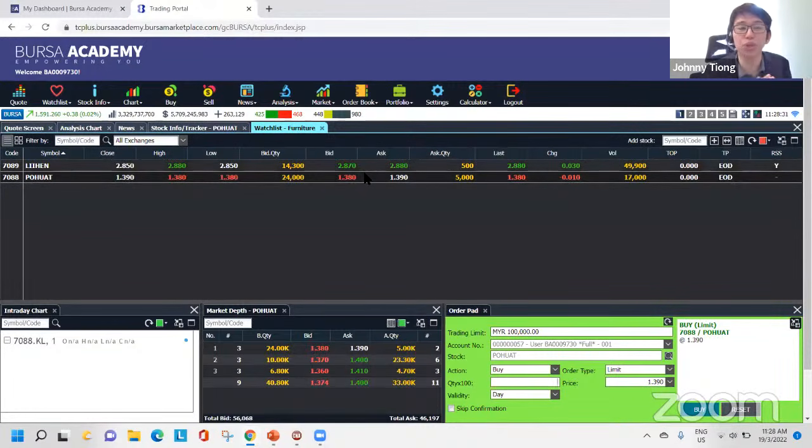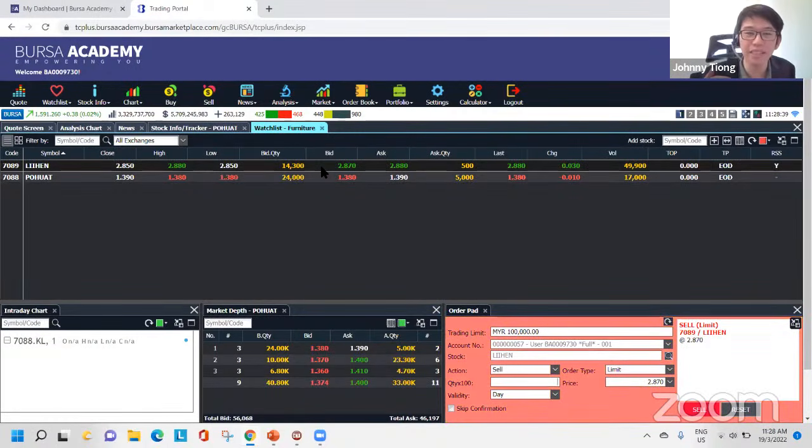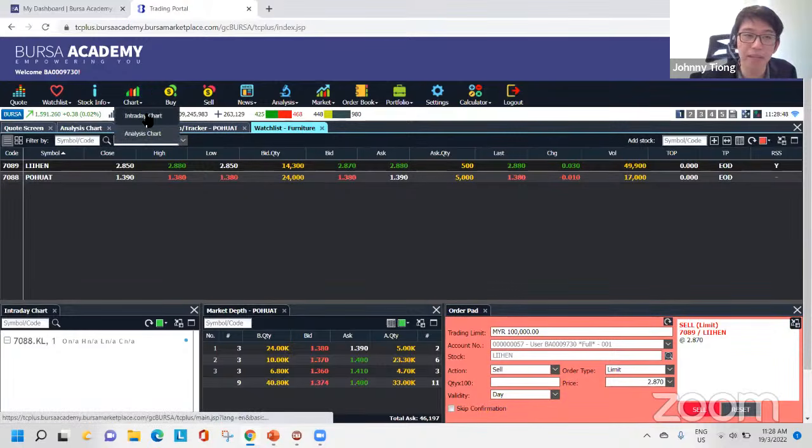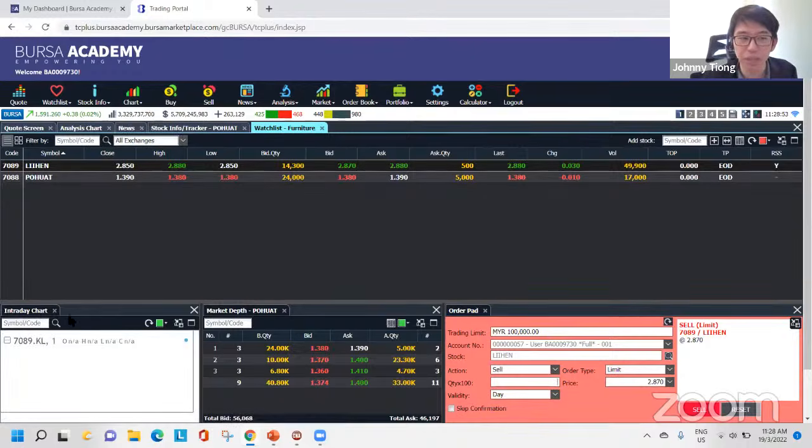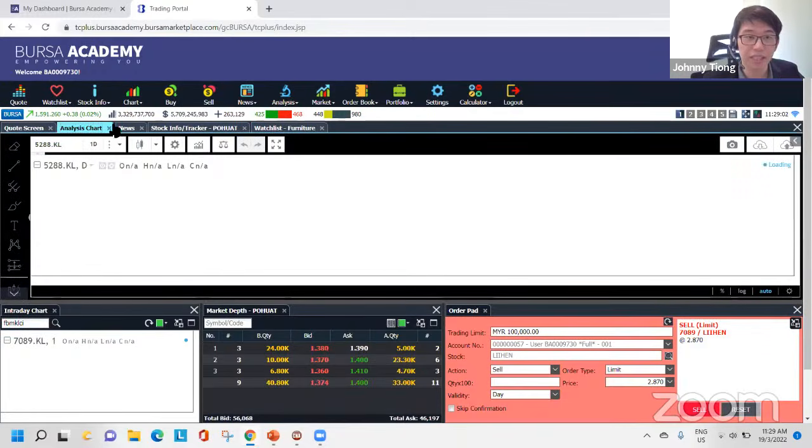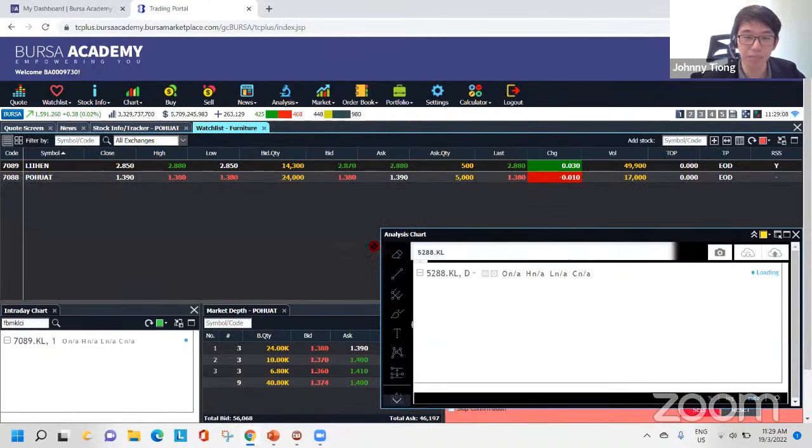So let's say I want to choose between these two stocks, Lihen and Po Huat. How do I determine which one I want to buy? At the same time, you may want to see whether the whole market, the FBM KLCI, is red for the whole day, or under selling pressure, or something happened. So you can go to the analysis chart here, bring it around and make it floating, and then look at the chart of the FBM KLCI.